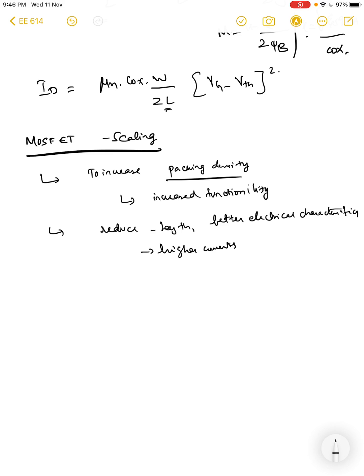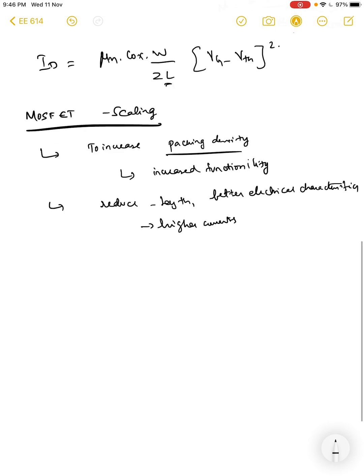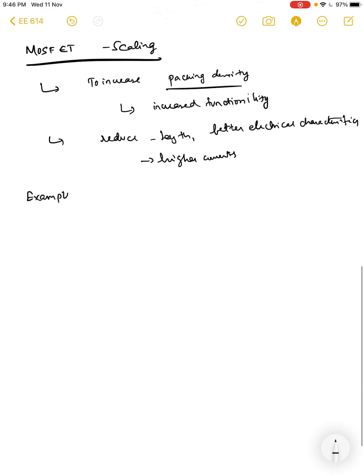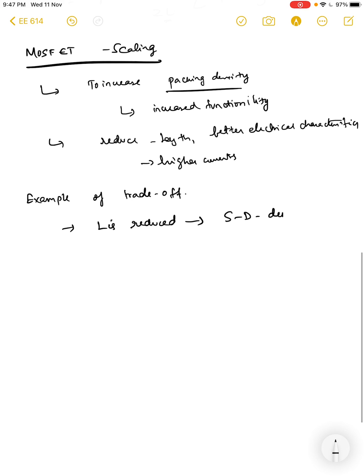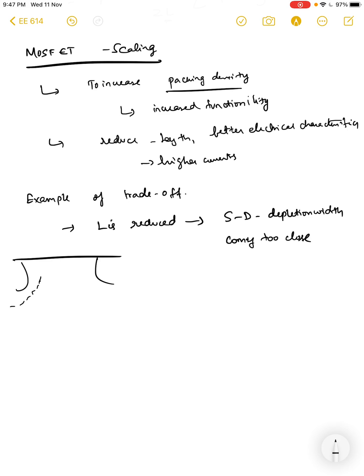So basically, does it adversely affect the transistor performance? The answer is yes. One such example of a trade-off is that if the channel length L is reduced, this will lead to the source and drain depletion widths coming too close, right? So you have a source and a drain, and you have some depletion width at the source, which is a forward bias junction, so you have a much smaller depletion width, and the drain depletion width is much larger, right? So this is drain, this is source, and if you start shrinking the channel length, there is a chance that source and drain start to get closer.